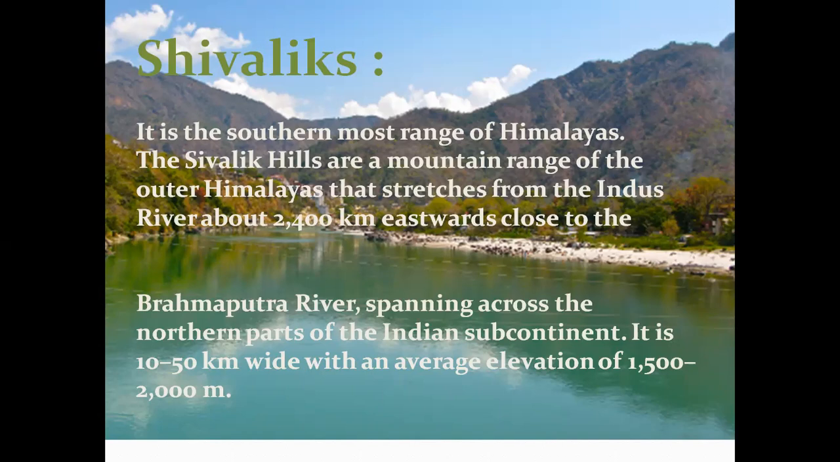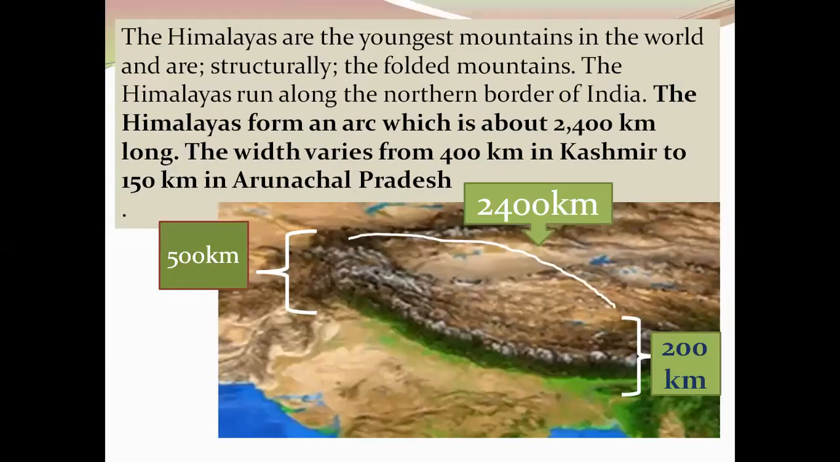So we can also say that the eastern part of the area of the Himalaya is covered with the Shivalik. Okay, northern part of the subcontinent, mostly it is in the eastern side. It is 10 to 50-kilometer width with the average elevation of 1500 to 2000. Length is 2400. This is the important thing to remember about the Shivalik, that it is the least height of the area, and nearly near the Brahmaputra river area it is there.